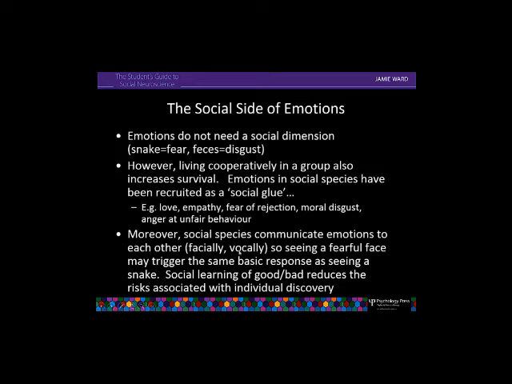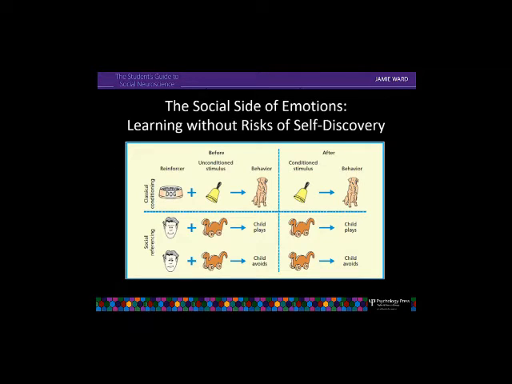The other social side of emotions is around communication as well. Social species communicate emotions to each other either deliberately or unintentionally via their faces, their voices, and various other cues. And again, we're very adept at picking up on those and trying to understand them. So, again, this would be a good example of a very basic conditioning response applying in a social setting.